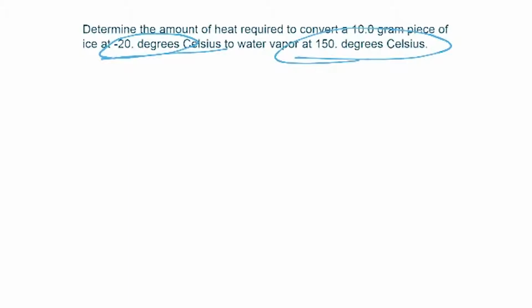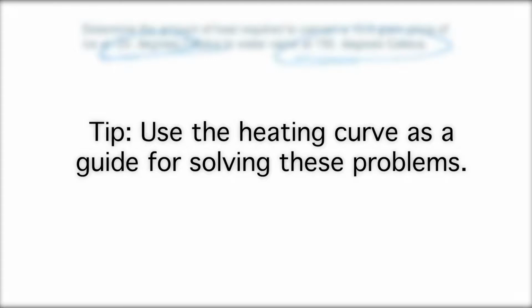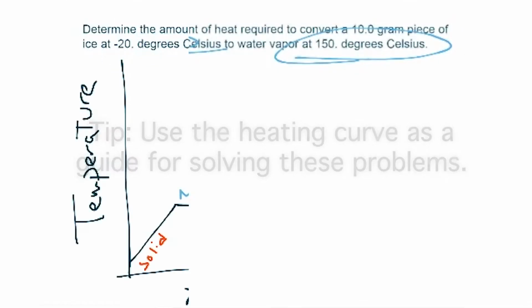For this process, we're going to need to warm the ice, then melt the ice, then warm the water, then vaporize the water, then warm the water vapor. So there will be many steps to this problem. To get the total amount of heat that's required, we're just going to sum up the amount of heat required for each step. For these problems, it's often convenient to look at the heating curve and use it as a guide to tell us how many different values for Q, meaning how many different steps we will have.